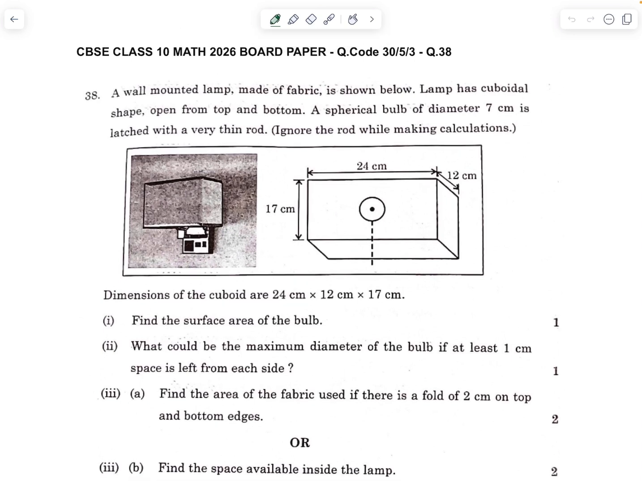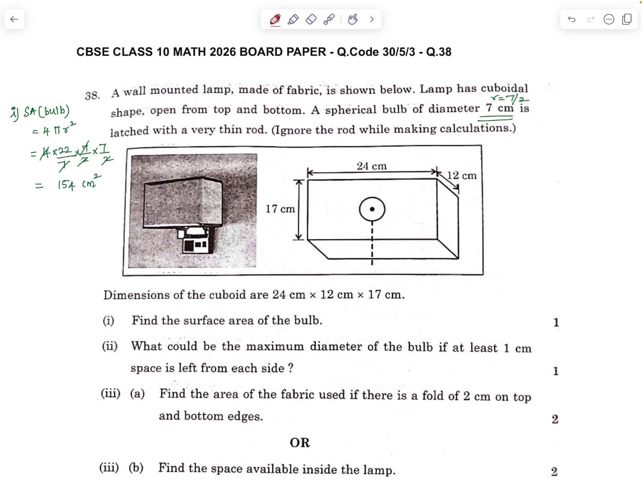Question 1. Find the surface area of the bulb. The bulb is spherical in shape, so surface area of the bulb is equal to 4 pi r square, 4 into 22 by 7, and r is 7 upon 2. On simplifying, we get 154 centimeter square.